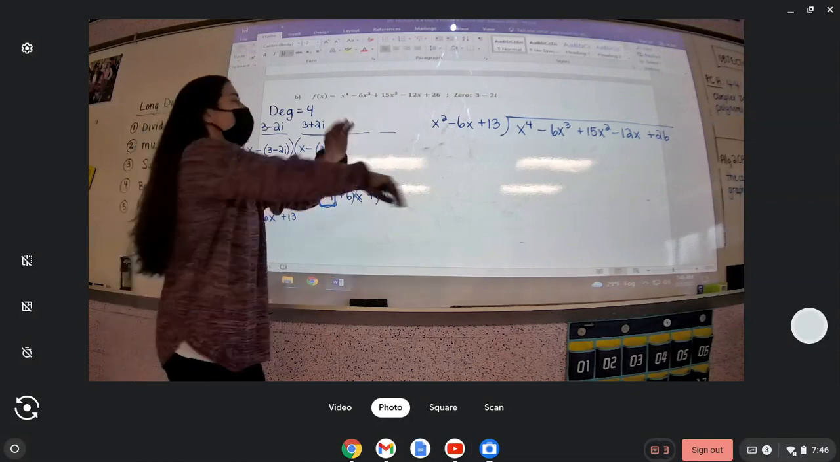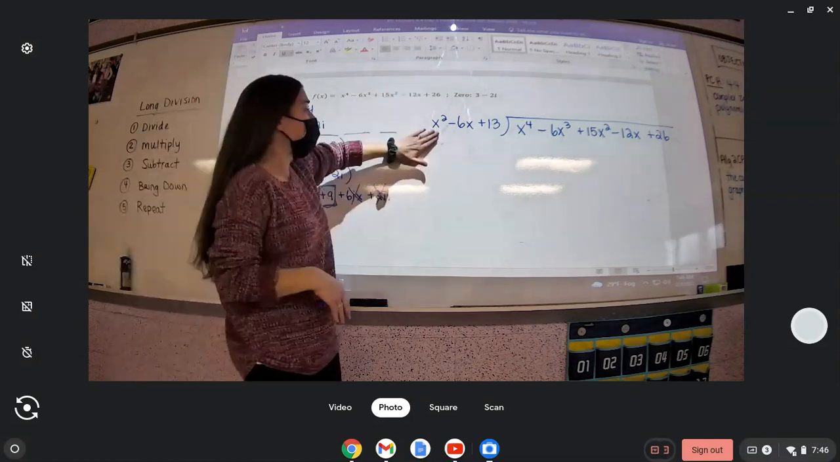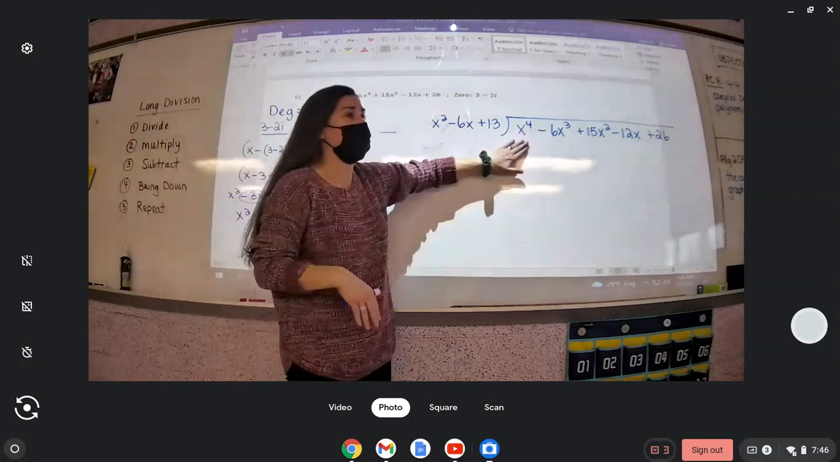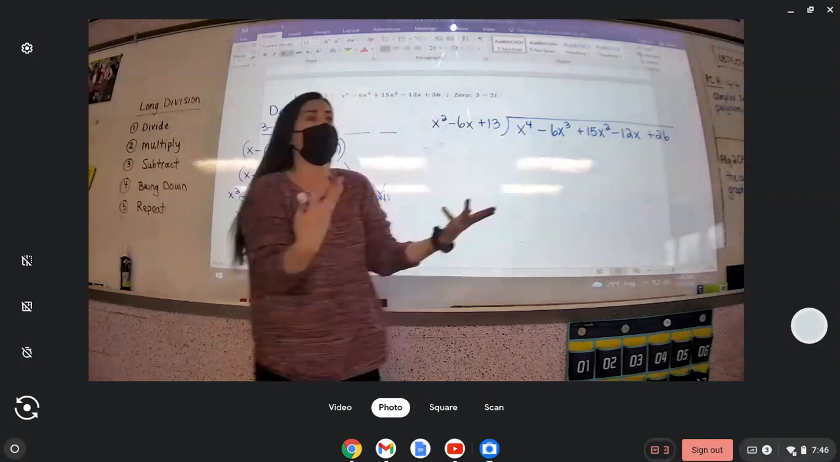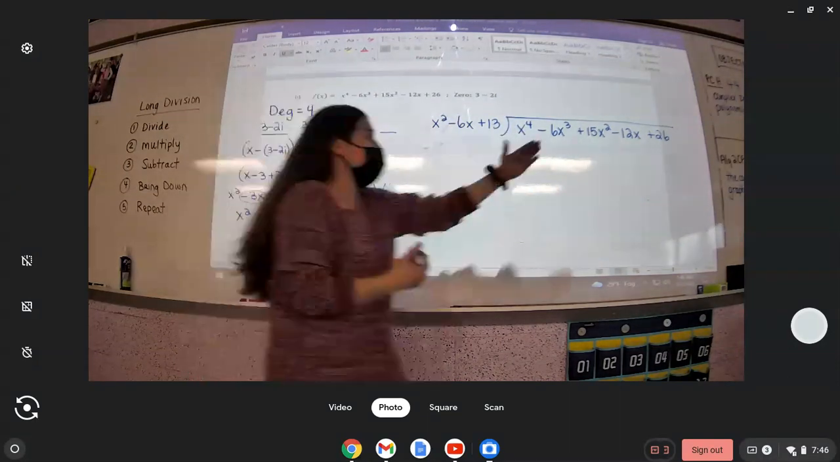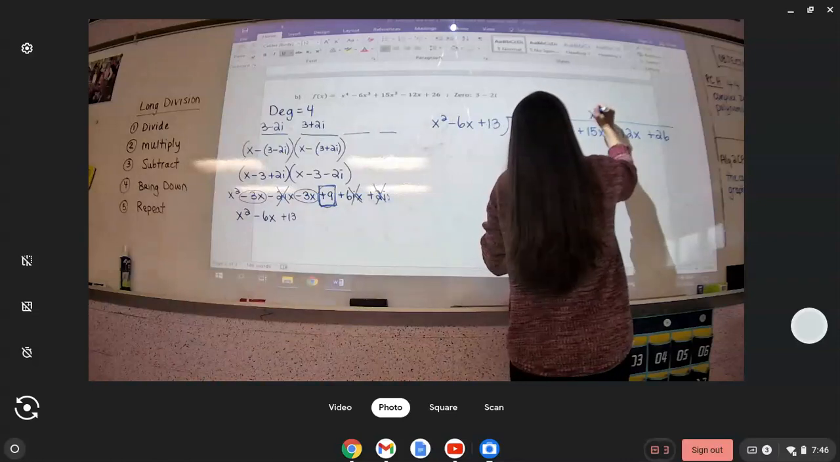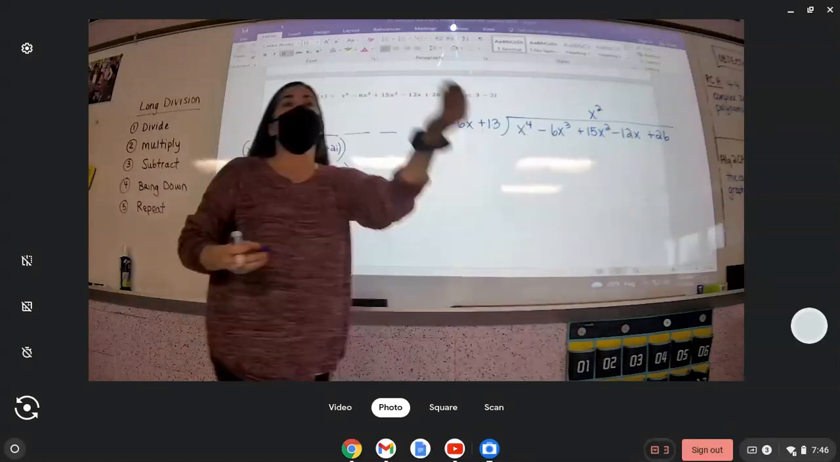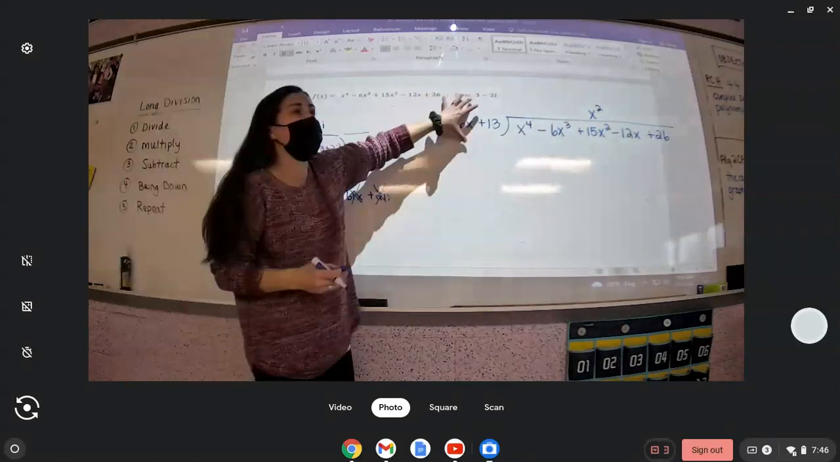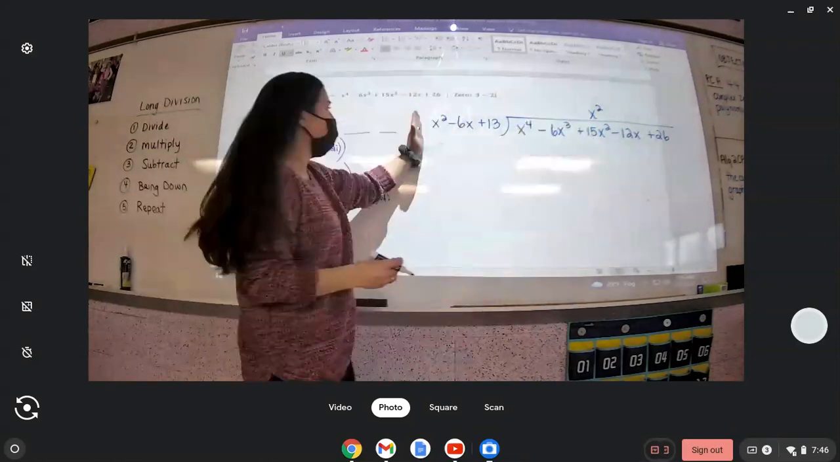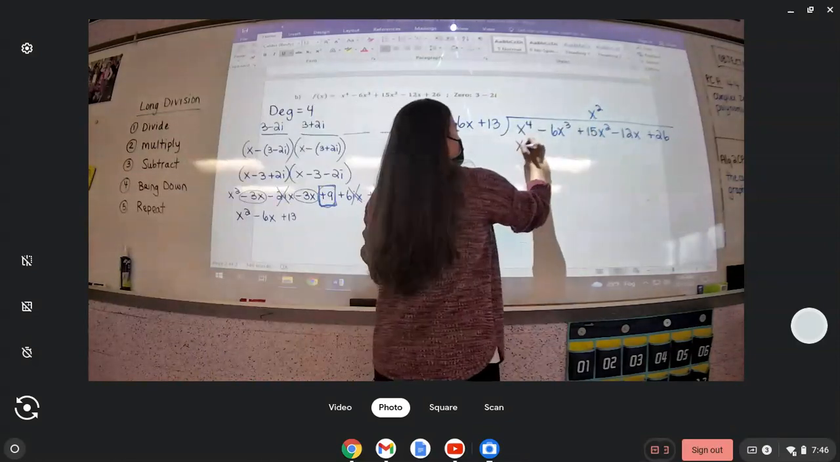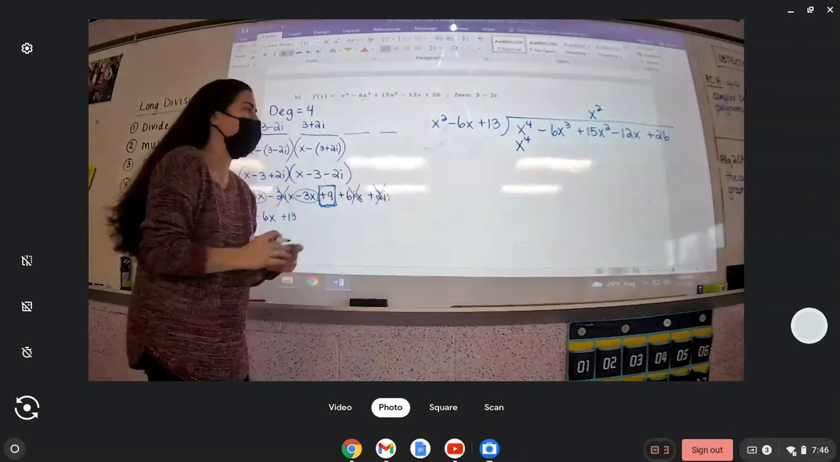Okay. Division first. How many times does x squared go into x to the fourth? X squared times what gets you x to the fourth? X squared. So above our x squared, let's put that. All right, that's the division. Now we multiply it in. So we distribute it here. X squared times x squared is x to the fourth. It matches. Guys, we want it to match.